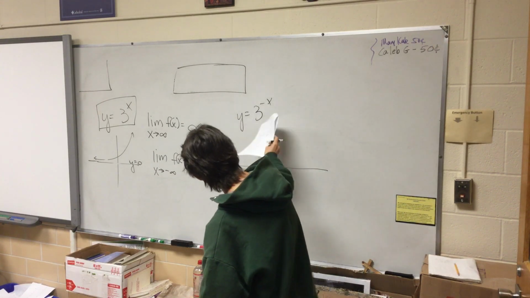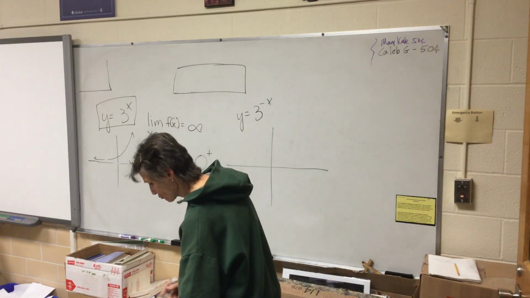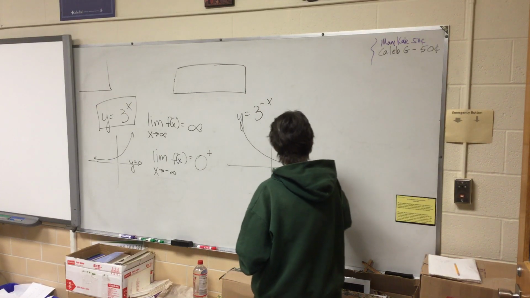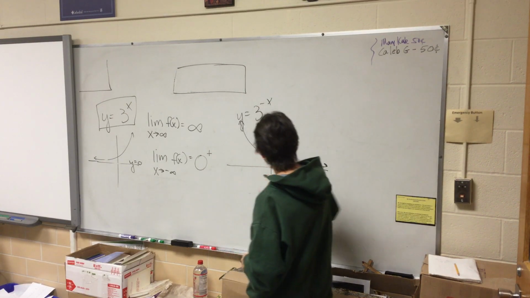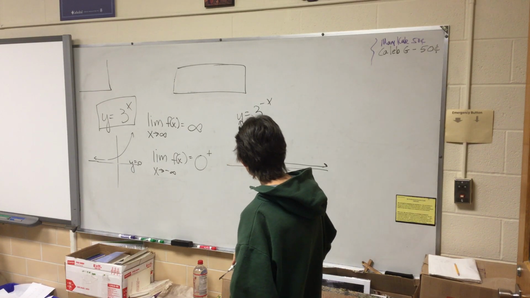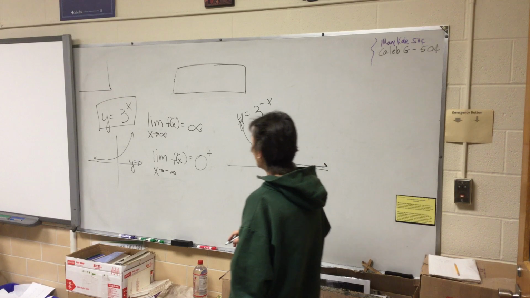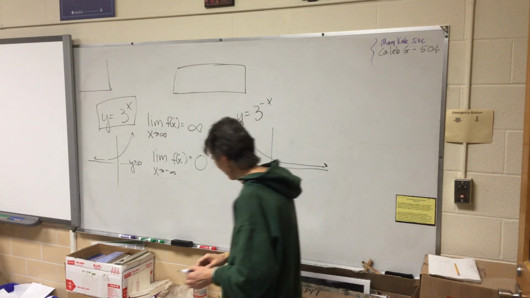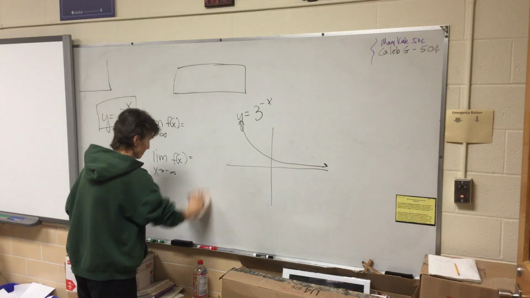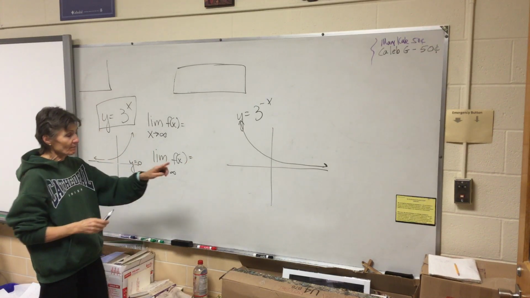Isn't that the same thing we just drew, except reflected across the y-axis? Yep, I see some more nods. That's awesome. So what is that end behavior? I'm going to save myself some writing and just erase these. What is that end behavior?